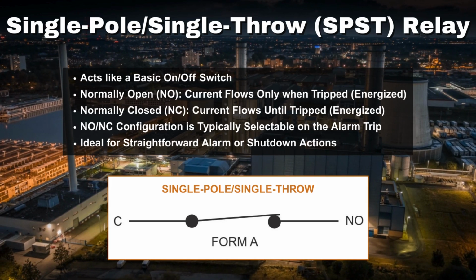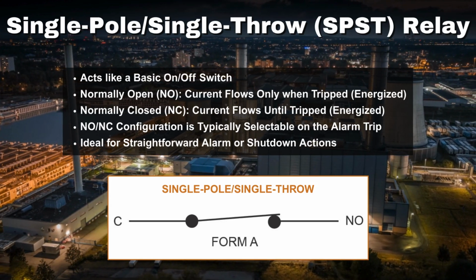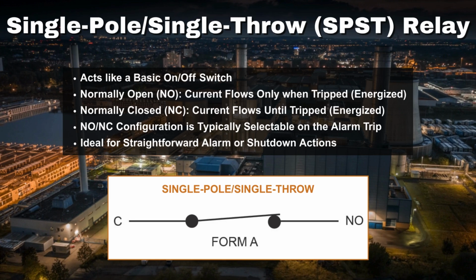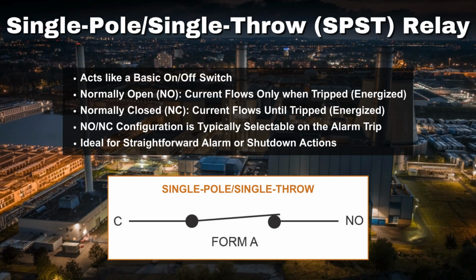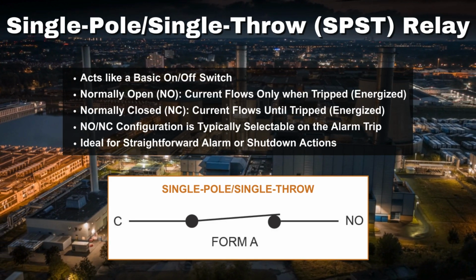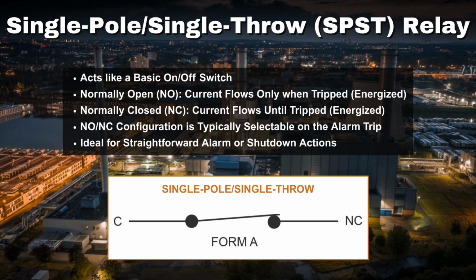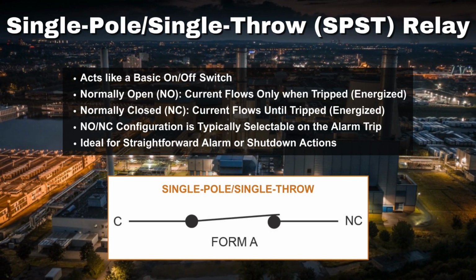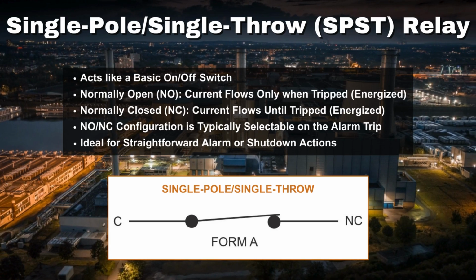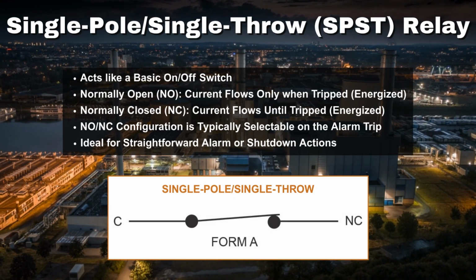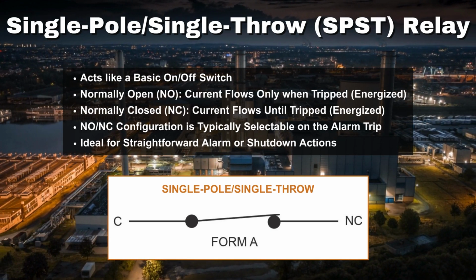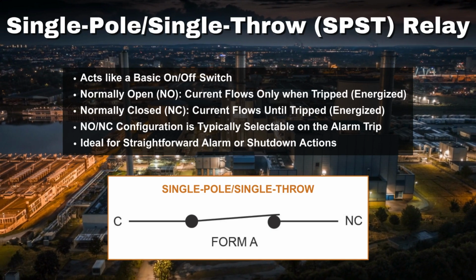If it's normally open, it allows current to flow only when tripped, perfect for turning something on in response to an alarm condition. If it's normally closed, the current flows until the relay energizes, useful for processes where you want the power to be cut off during a fault. Most alarm trips let you choose between normally open or normally closed, depending on your application.